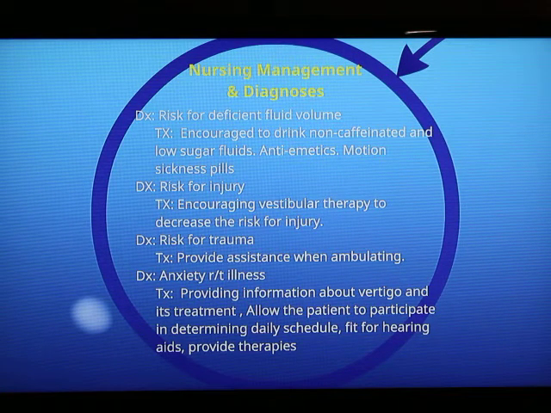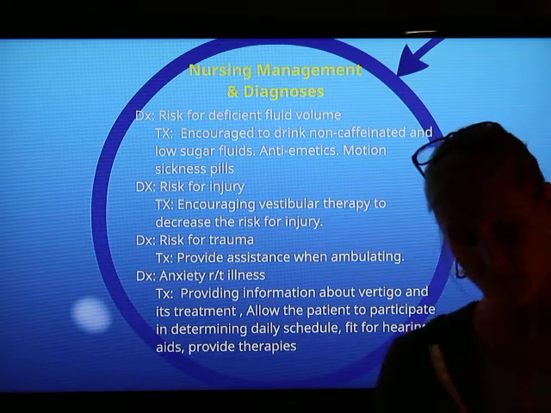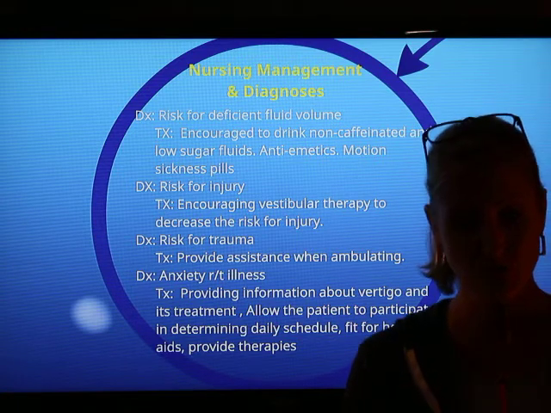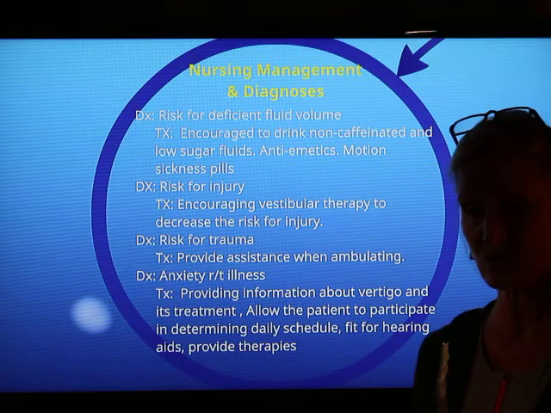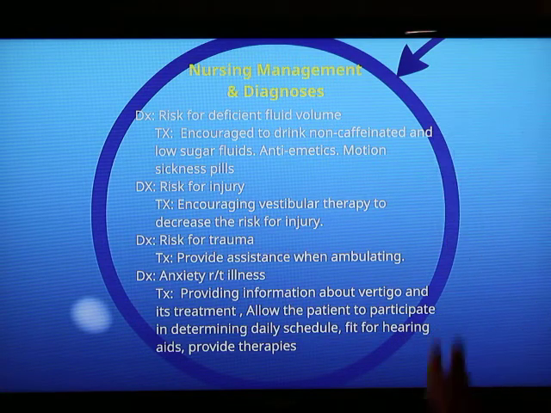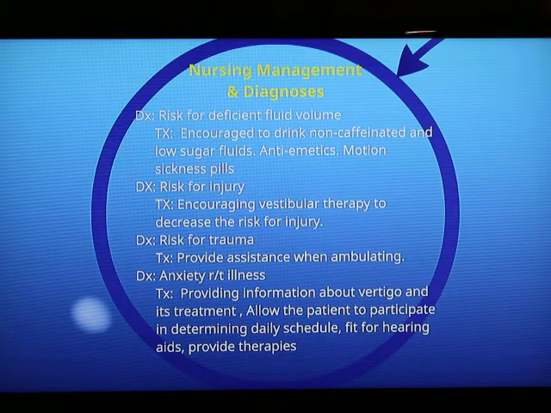There's a million nursing diagnoses and management when you're taking care of a patient who has Meniere's disease. They are at high risk for fluid volume deficit. One, because they're on diuretics. Two, because they are nauseated a lot. They don't tend to drink or eat as much. So you do want to encourage them to drink a lot of fluid, non-caffeinated, obviously, low sugar, and give them antiemetics. I already told you about motion sickness.